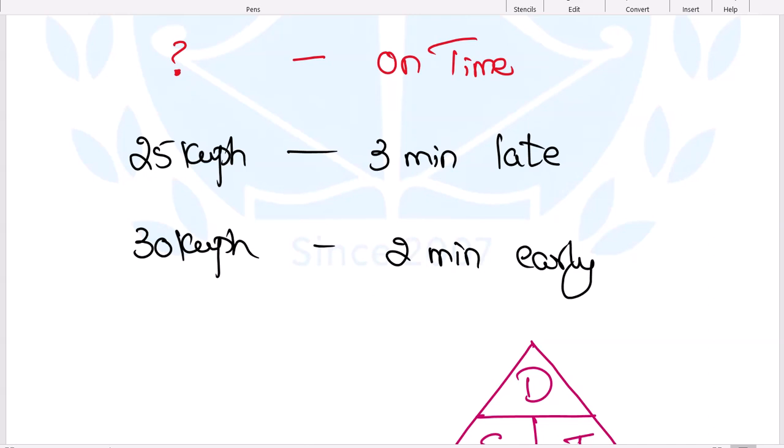How to do that? This question is possible. They'll ask you on time. What is the time? There is one other method actually.